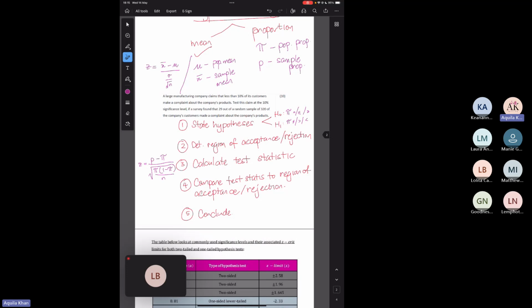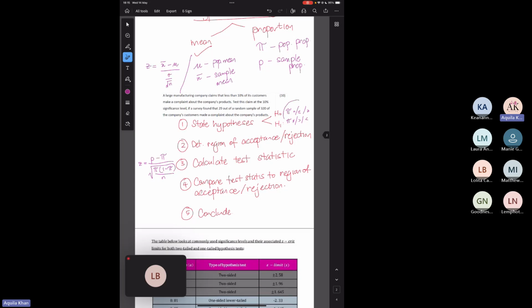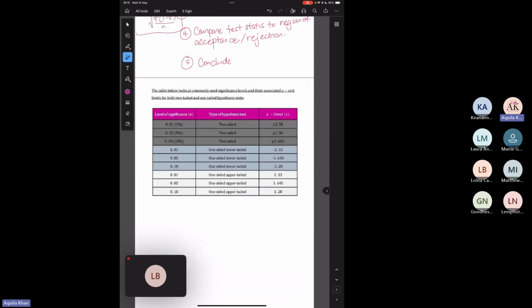We just compare your test statistic to your region of acceptance and rejection so that we can determine whether we are rejecting or accepting the null hypothesis, and then we conclude. So this is literally the only difference. The two parts that I wrote in purple here on the top right hand corner are for your hypotheses, this part here, and then this here, which is your calculation of Z. And then, of course, as I said, we only work with this table. We don't need to worry about statistical table 2 from your appendix.